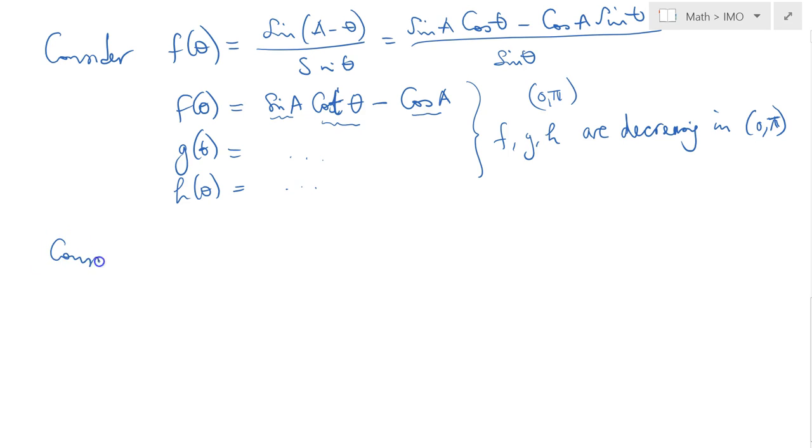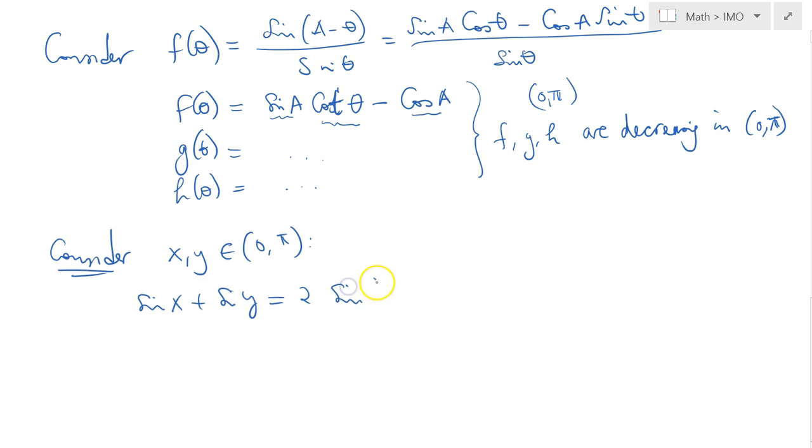Consider again the following. We pick 2 angles x and y in the range 0 to pi, and remember some trigonometric facts. Sine x plus sine y is simply equal to 2 times sine of x plus y over 2 times cosine of x minus y over 2. This is the sum to product formula. But removing the cosine will make the product larger, so this is less than or equal to 2 times sine of x plus y over 2.